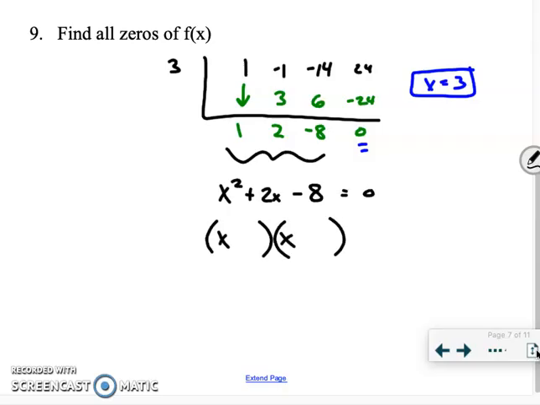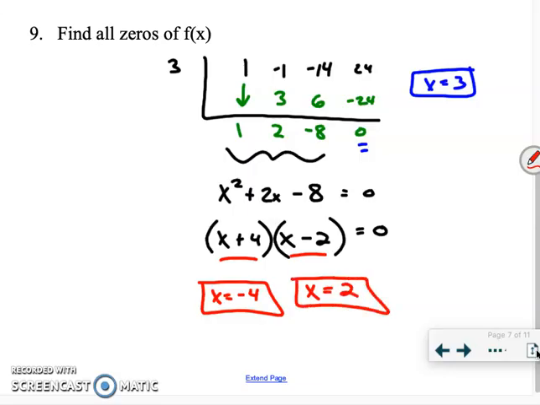So if I factor this in the traditional way, thinking about what multiplies to negative 8 but adds to 2, hopefully you're thinking about positive 4 and negative 2. Once we've factored it this way, we're going to find our last 2 remaining zeros. If I set x plus 4 equal to 0, my zero is x equals negative 4. If I set x minus 2 equal to 0, x is equal to positive 2. So we've found all of the zeros: x equals negative 4, positive 2, and positive 3.